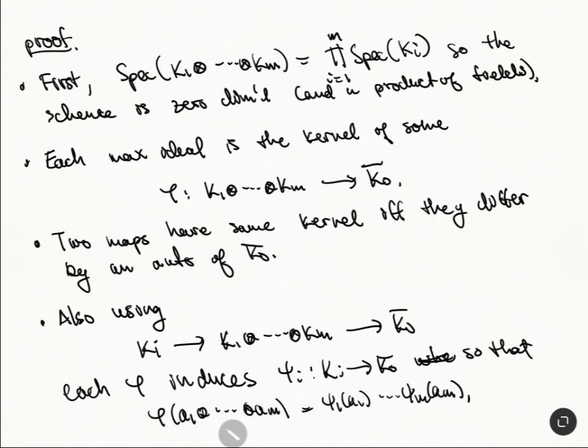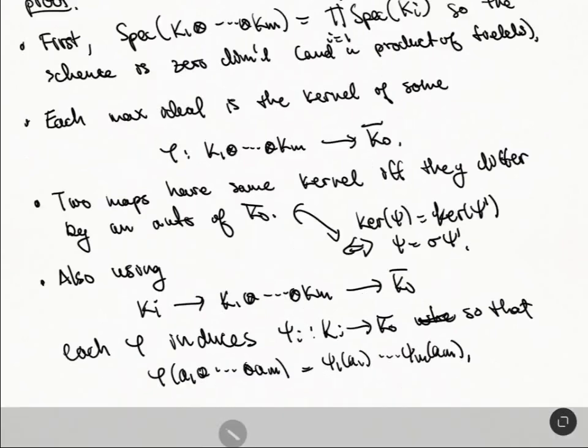Okay, and so the idea here is that two things have the same kernel, so the kernel of psi is equal to the kernel of psi prime if and only if psi is equal to some sigma of psi prime. Okay, and so to get a complete set of maximal ideals, we just choose, right. So we take the tuples modded out by the equivalence relation.